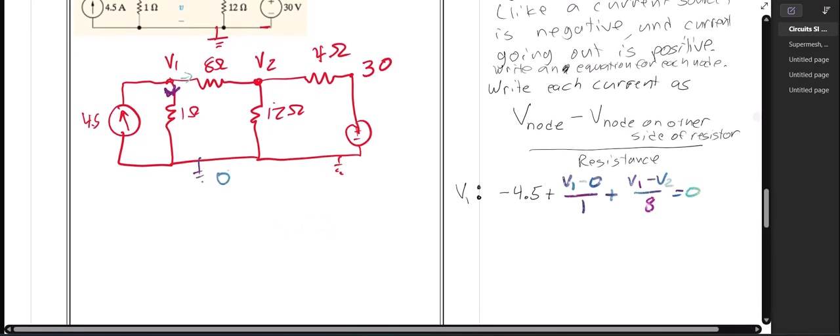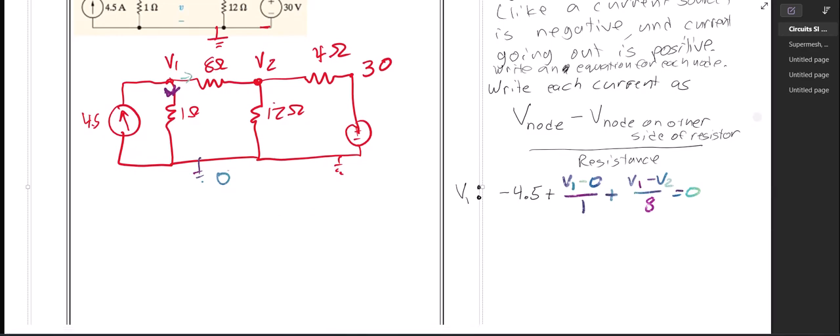And that's all of the currents coming out of V1. And now I'll do the currents coming out of V2. So going this direction, I'll have V2 minus V1 over 8. Any current that goes between two nodes is going to show up twice, in negative of each other, in the different equations. And then I've got the one going down, so plus V2 minus 0 over 12, and then plus V2 minus 30 over 4 equals 0.